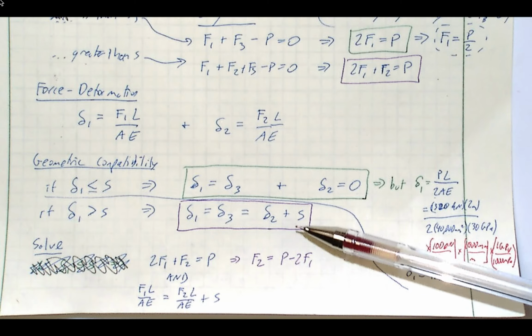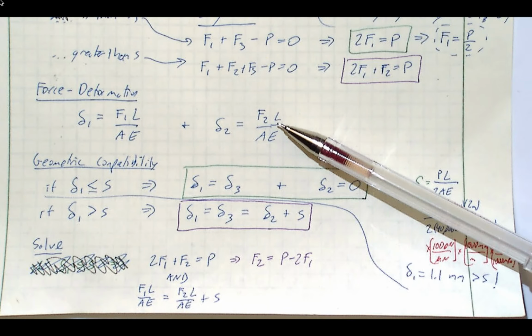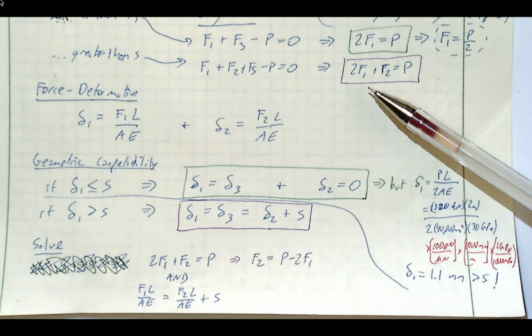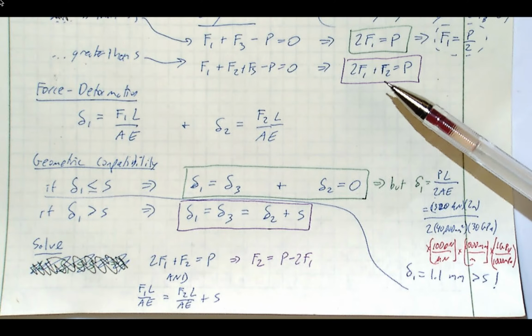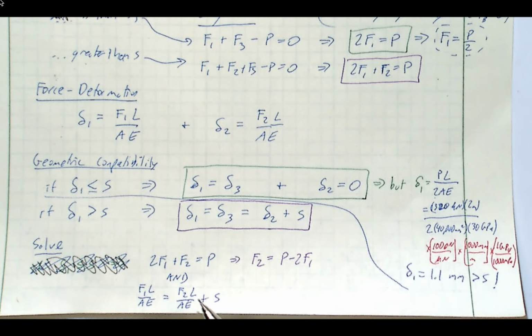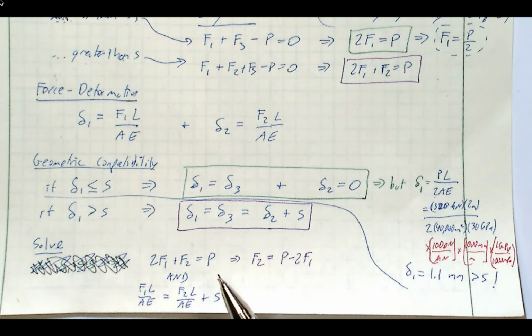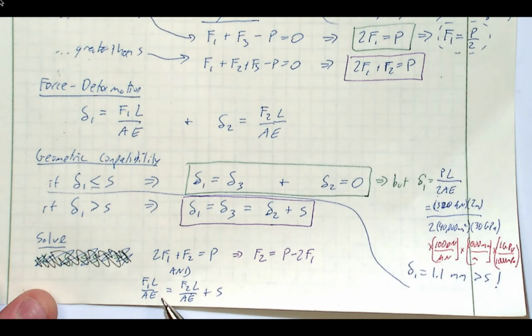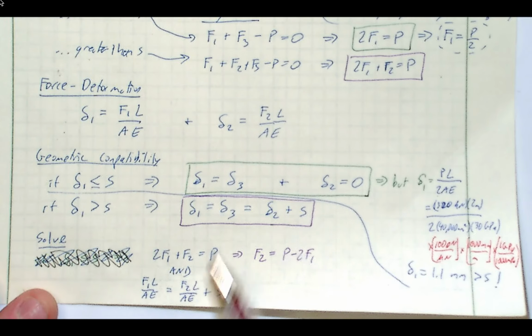This is an equation once we plug in for what the forces are. This is one equation with 2 unknowns, and then we have another equation with those same 2 unknowns. So here are our 2 equations. 2F1 plus F2 equals P, or we can rearrange this to solve for F2 in terms of F1. And our other equation is where we've plugged in our force-deformation relationships. So we have the deformation in 1 equals the deformation in 2 plus S.